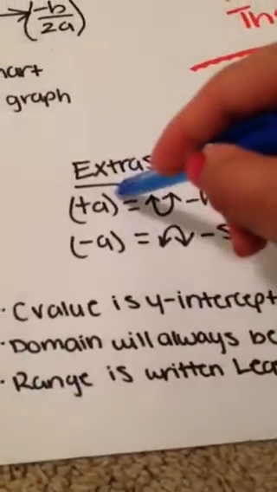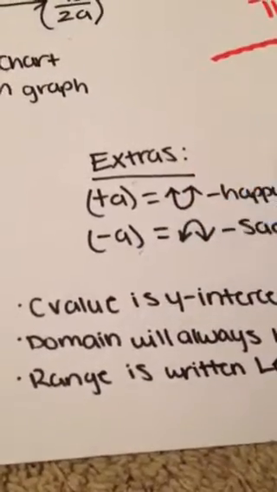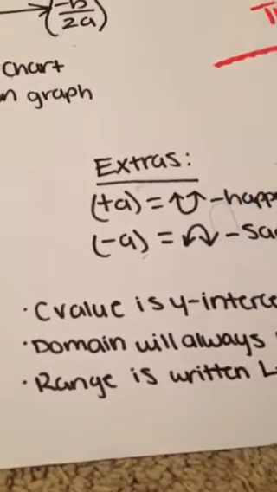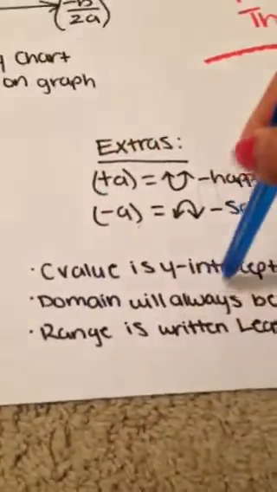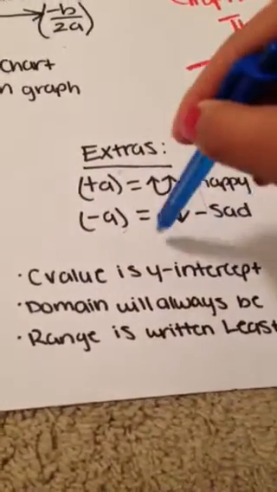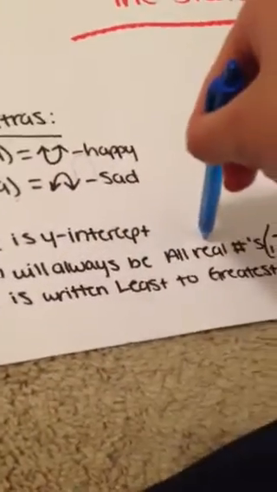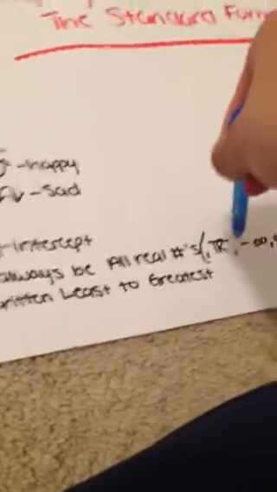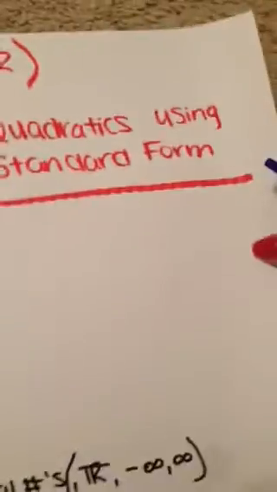Extras, don't forget, positive A equals a happy face facing up. Negative A equals a sad face facing down. C value is your y-intercept. Don't ever forget that. Don't go around looking for the y-intercept because you have it in the equation. Domain will always be all real numbers, and there are different ways that you can write it right here. And lastly, range is written least to greatest.